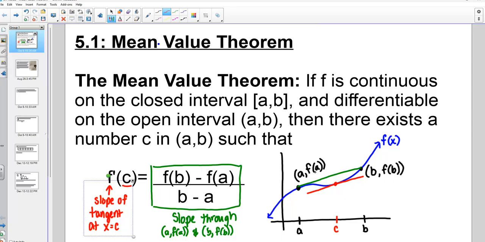So we can think of mean value theorem as a place where the slope of our tangent line equals the slope through the endpoints. Now the reason this is called the mean value theorem is because the slope through the endpoints could also be called your average rate of change.